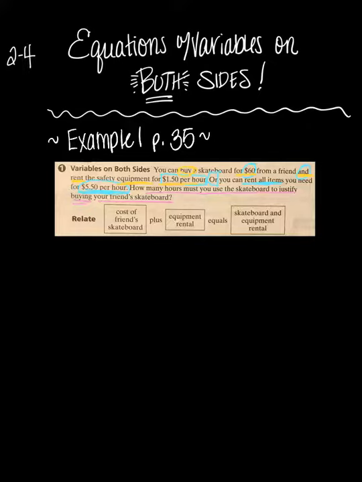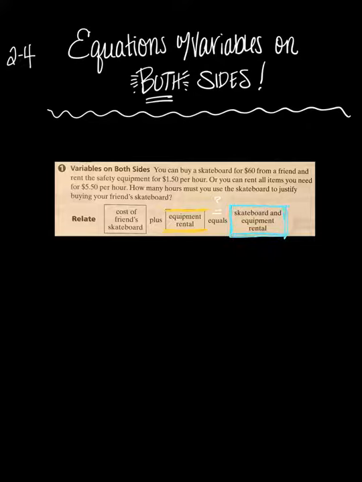If I buy it from my friend, that's this yellow area. And I would also still have to add the safety equipment, things like elbow pads, knee pads, and a helmet. Then I'm going to set that equal to my second option, and see if it is equal, or at what point it ceases to be equal, or which side ends up bigger. The other option I had was to rent both the skateboard and all of the safety equipment. That was the part in blue.